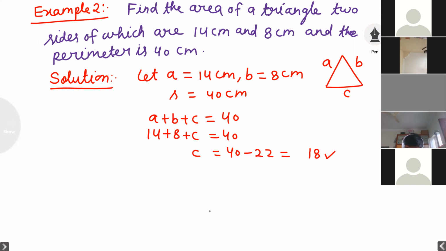This is not semi perimeter, this is P perimeter. Now semi perimeter, S is equal to A plus B plus C by 2. The value of A is 14 plus B is 8, C is 18, by 2.